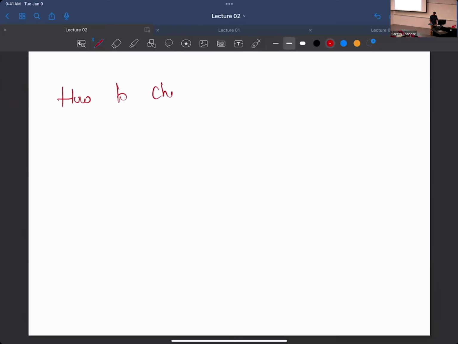Any idea? How to choose lambda? Checking manually, like trying different lambdas. Okay, let me explain the process that he's proposing. So this is my lambda value, and this is my RMSE.